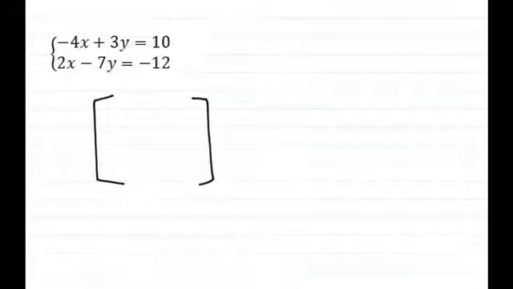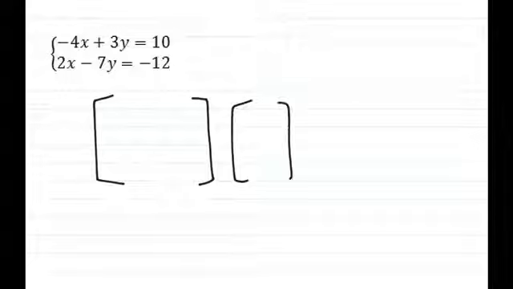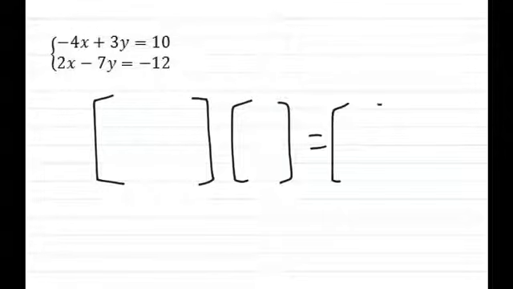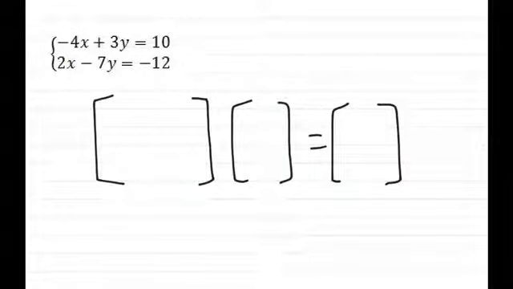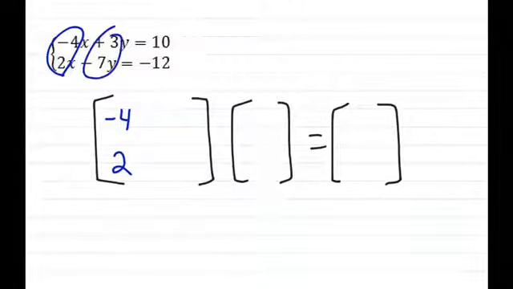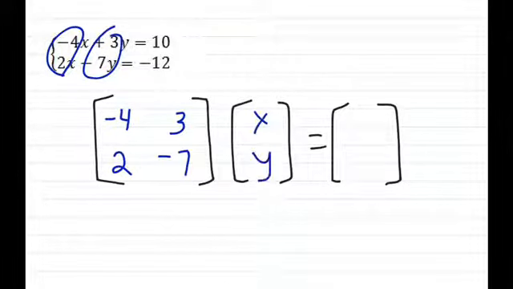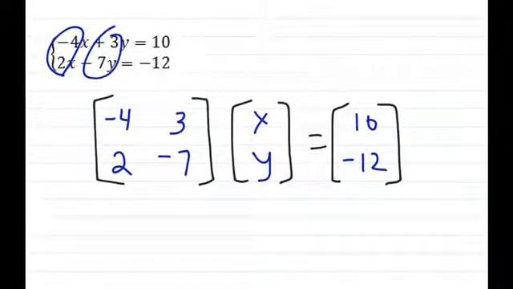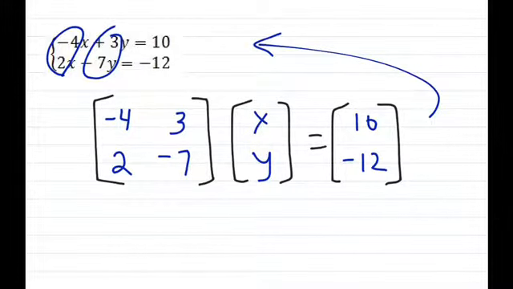So practice writing this system as a matrix equation. So we're going to set up, we're going to have our coefficients matrix, our variable matrix, and our constant matrix. So I'm going to take my coefficients and my other coefficients. Make sure you get all of the signs. You're going to get your variables, and then you're going to get your constants. And that's your matrix equation for this system. And then we'll use that in the next video to learn how to solve.